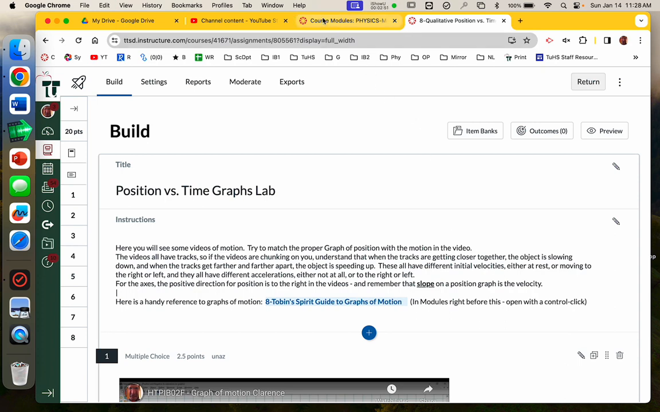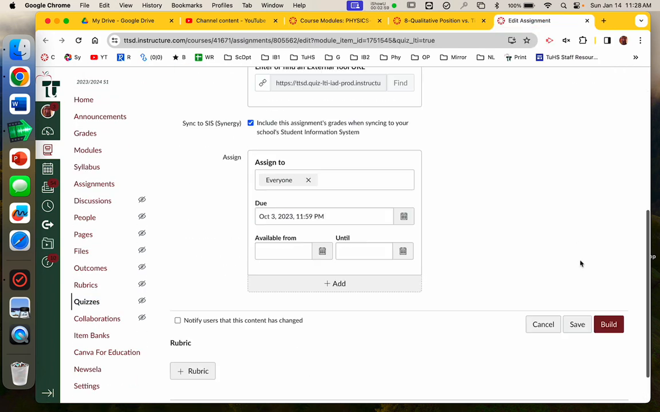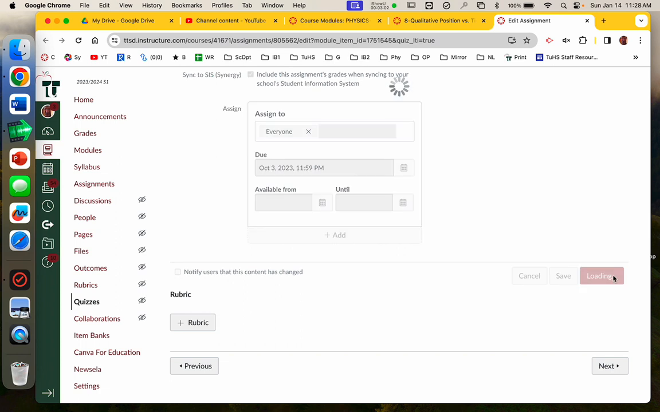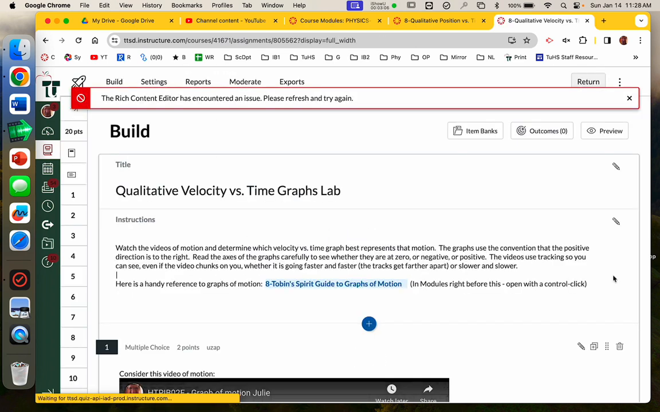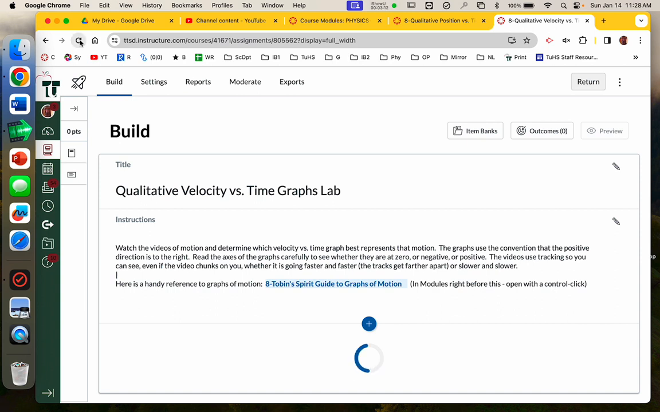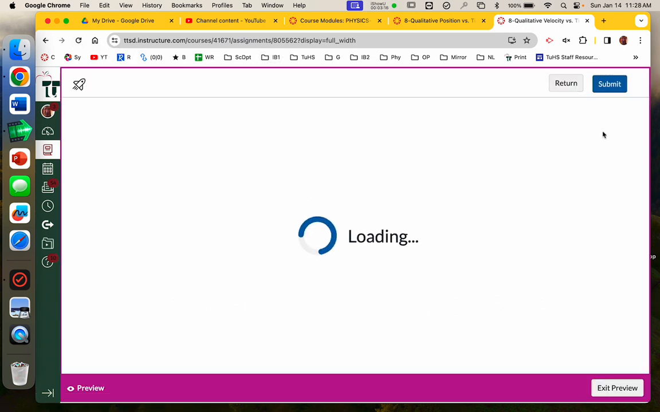You can also look, there's a velocity one, right? Again, we got to do the same thing. Got to click build. Hopefully whatever the editor thing is going to, oh yeah, we're getting that error. I don't know what that is. Let's refresh. We're refreshing. And then let's preview this one. This one's a little bit different, right? Because these are velocities that we're looking at.